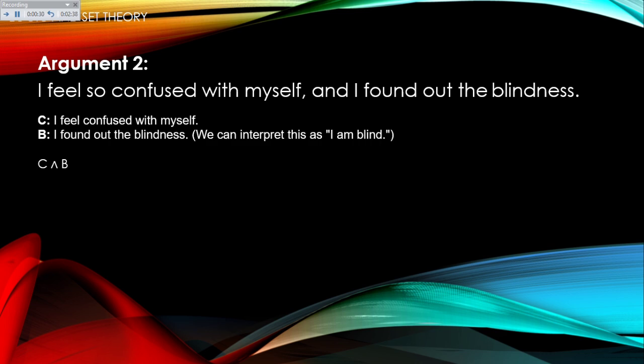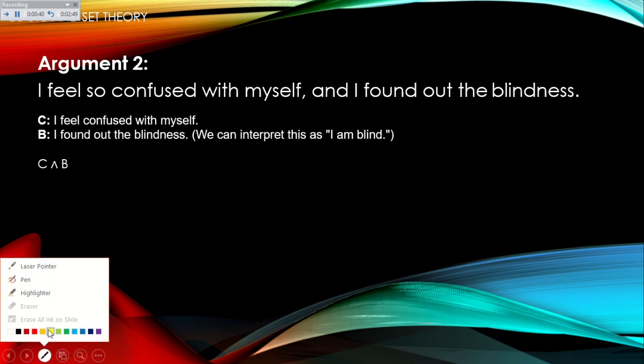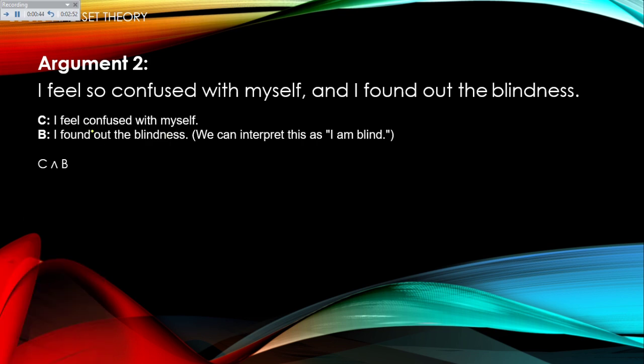Now, let's look at the logical connective used in this sentence. So, conjunction. The word "and" connects the two parts of the sentence, indicating that both propositions are being asserted. So, the sentence can be represented logically like this: C and B.